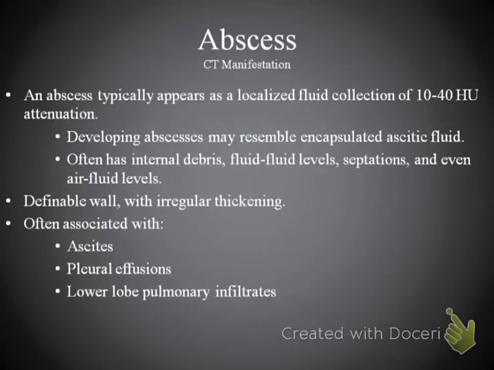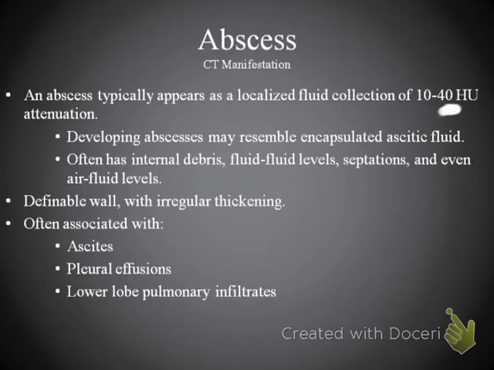So looking at it from a CT standpoint, we see that an abscess typically appears as a localized fluid collection of around 10 to 40 Hounsfield units in attenuation. So as we saw with the ascites, where we had 15, if we took a measurement of this, it should be around 10 to 40 Hounsfield units, and I would favor more along the lines of the 40. So look for a Hounsfield unit around 40 for an abscess. And developing abscesses may resemble encapsulated ascitic fluid.